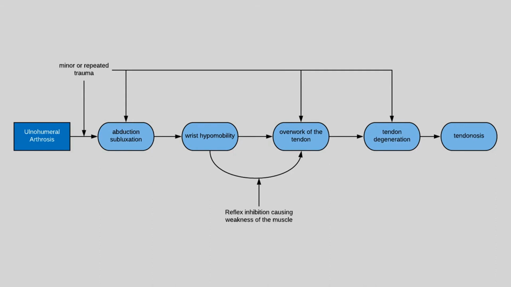Added to this is the probability that the hypomobility of the wrist results in reflex inhibition and weakness, making the tendon even more vulnerable. At last, given sufficient need to produce power over a long enough period, the tendon degenerates.